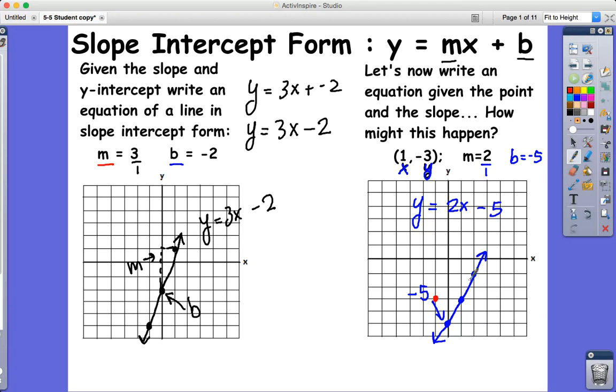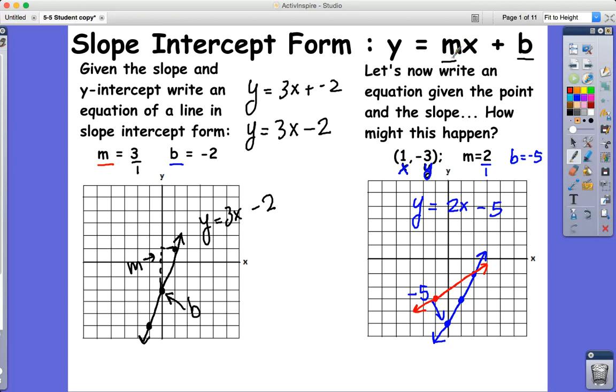If my slope was 2 over 3, I'll have a line looking something like that. And then I have to estimate what that point is. We don't want to estimate. So there is a way to figure this out without a graph.